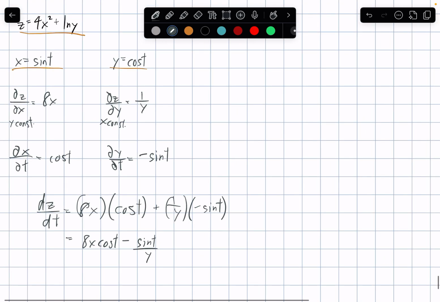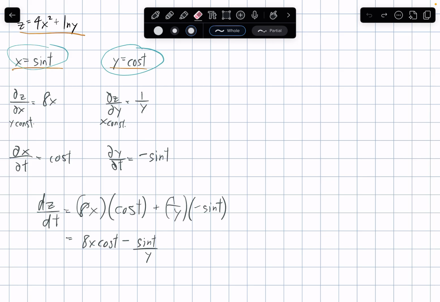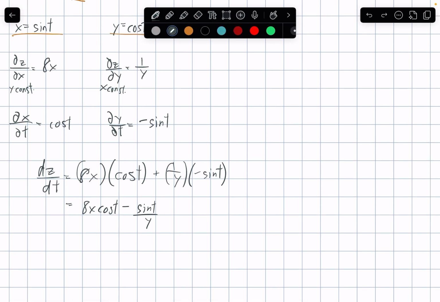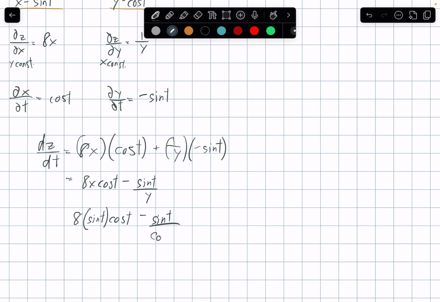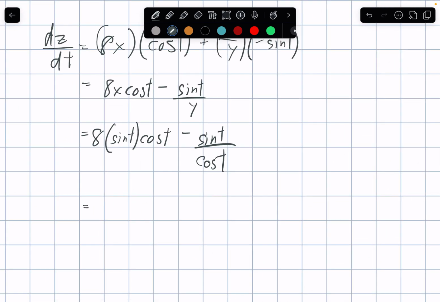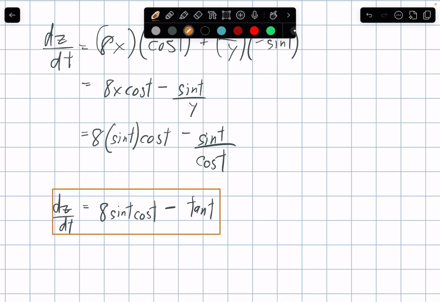After that, this is where we make use of these two. Earlier, we found their corresponding derivatives. This time, we're going to substitute. So 8, and then x is sine t, right? So 8 times sine t cosine t minus sine t over, what is y? Cosine t. Or we can rewrite this answer as 8 sine t cos t minus tan t. So this is the final answer.